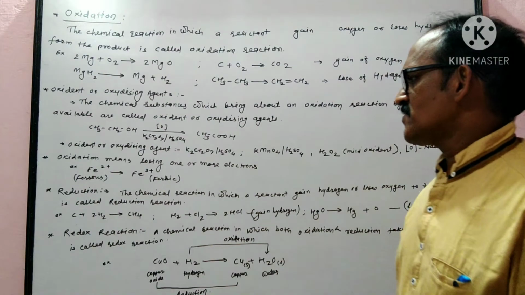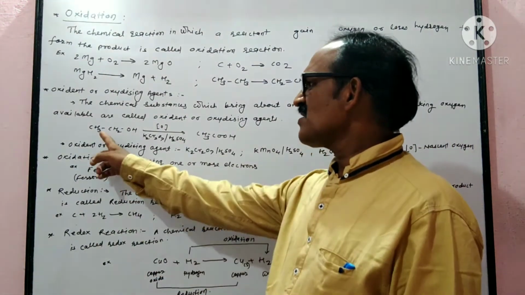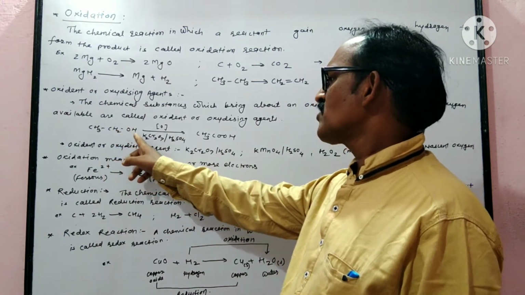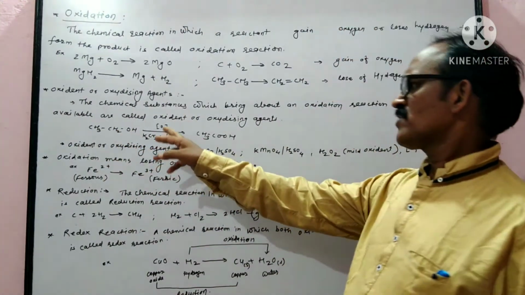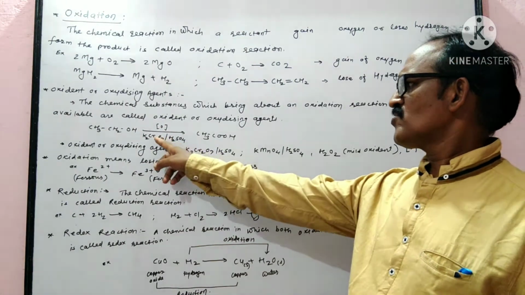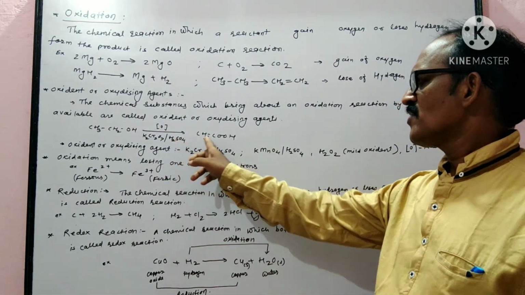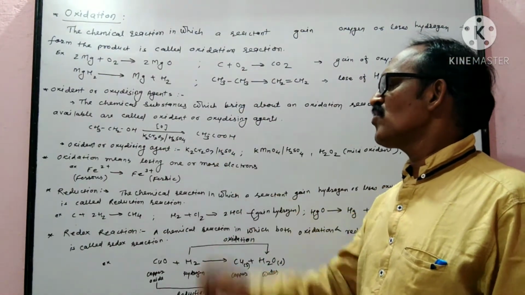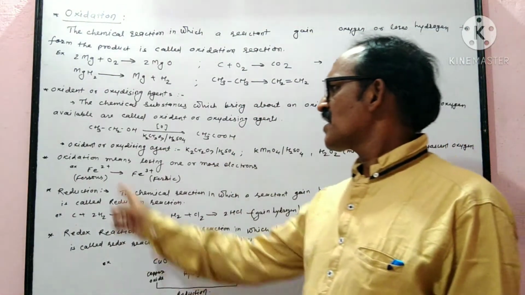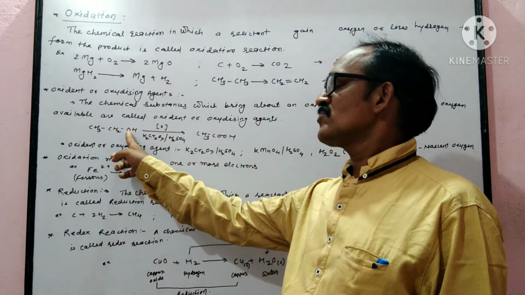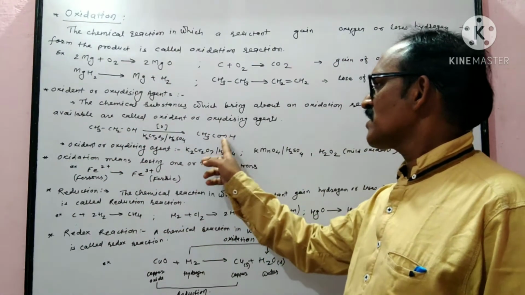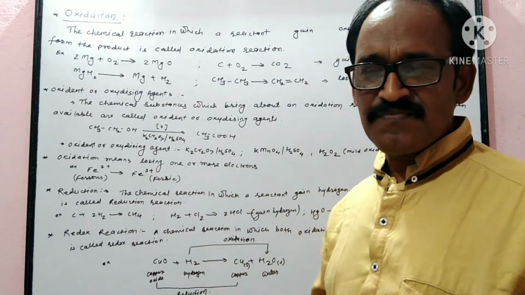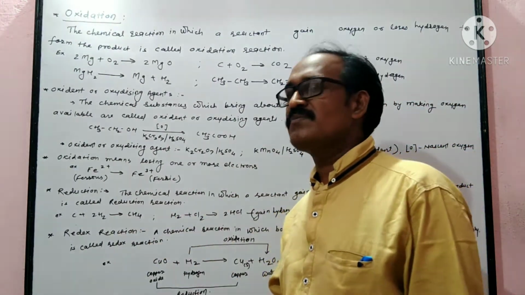See the next chemical reaction. CH3CH2OH means ethyl alcohol. When this ethyl alcohol undergoes a chemical reaction in the presence of K2Cr2O7 and H2SO4, we get acetic acid, CH3COOH. You can see in the reactant there is only one oxygen, but in the product there are two oxygens. From where did this oxygen come?